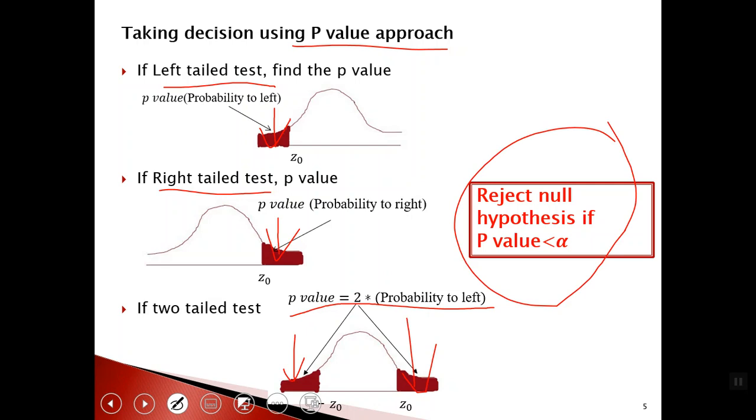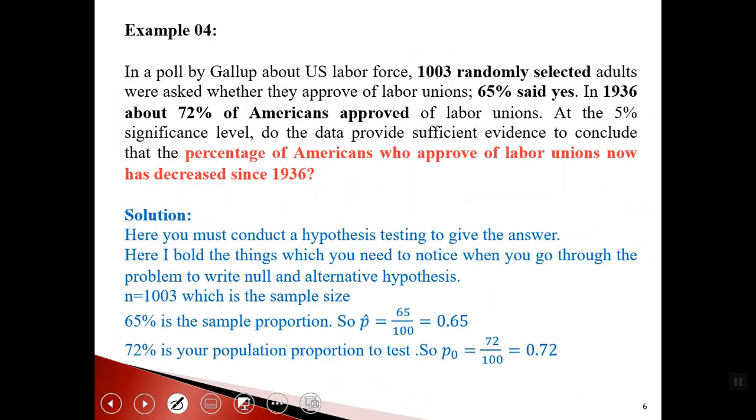which simply means, in the p-value approach, we reject our null hypothesis if my p-value is less than alpha. Okay, less than the significance level. Okay, let's go through the questions.